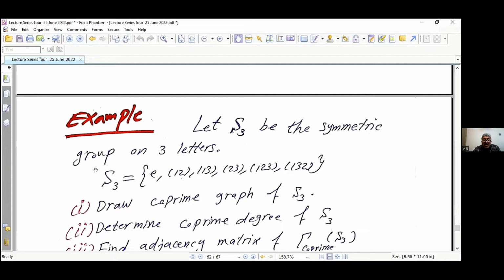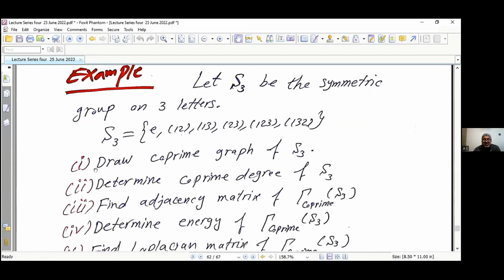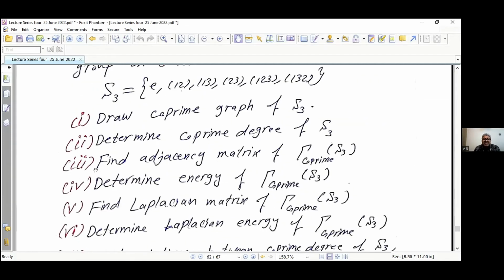Now, I mentioned some questions to find each of them. First, I asked to draw the coprime graph of S3. The second is to determine the coprime degree of S3.